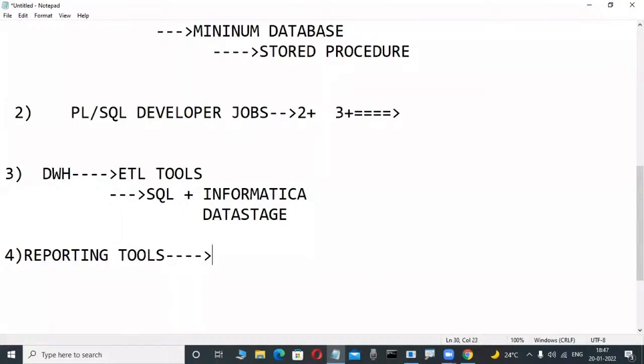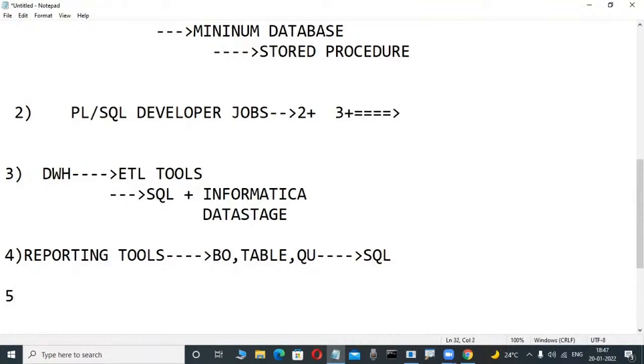In Oracle, for example, there are BOS and OBI. Nowadays there are tools like Tableau and QlikView. So these types of tools are an easy way to get a job, and a minimum basic SQL knowledge is required. Those persons also learn these courses.